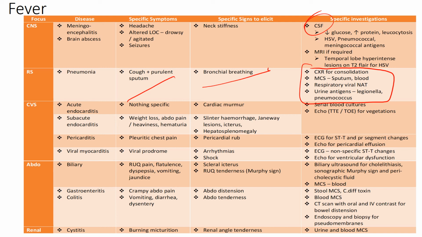Then you also send off for viruses. Okay, you send off for viruses, and then you send off for urinary antigens for Legionella and pneumococcus. Now, if you tell me that you don't do these things on a regular basis for your patients, then I will automatically fail you. This is the minimum data set that you want for a patient with a suspected pneumonia.